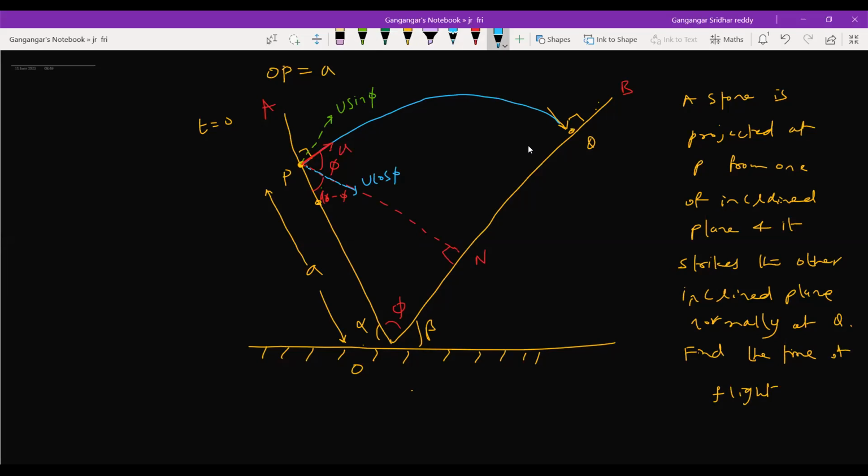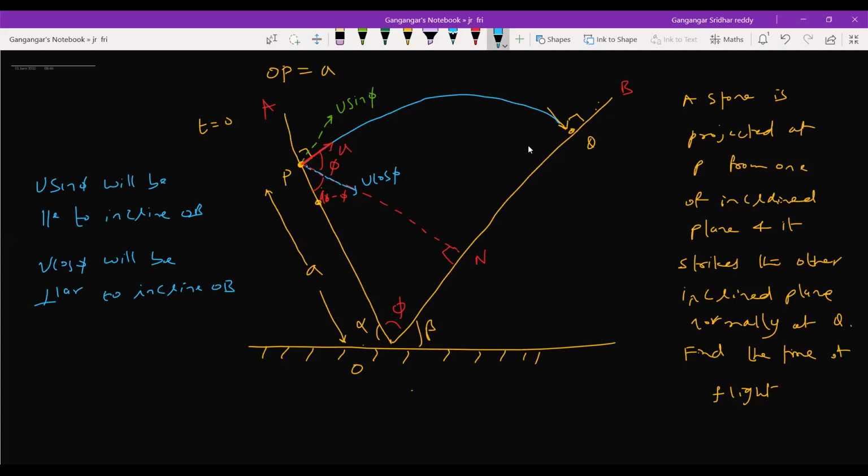I resolved it, and it will strike normally, no? It doesn't appear clearly, so I just made a diagram like that. U sine phi will be parallel to incline OB. U cos phi will be perpendicular to incline OB. Okay, fine. These are the things.